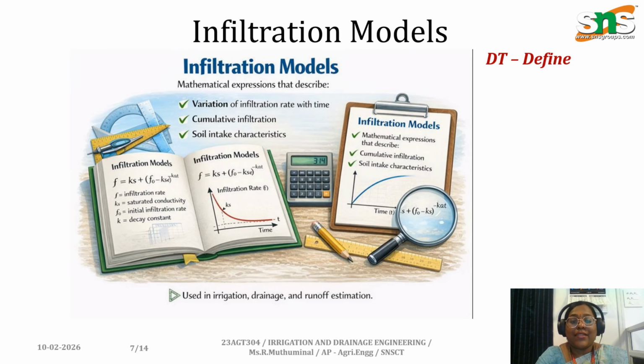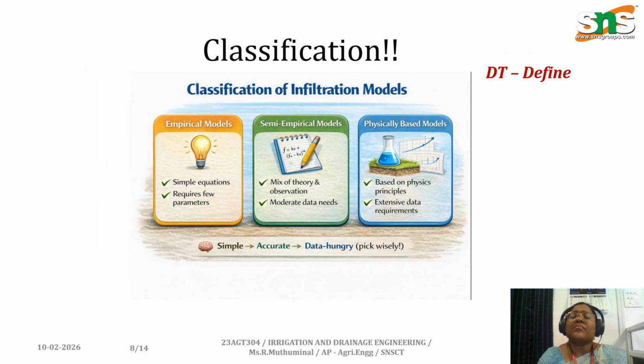So the value could be described with the help of variation of infiltration rate with time and the cumulative infiltration and soil intake characteristics. These infiltration models are used in irrigation, drainage and runoff estimation. Classification of infiltration models are grouped under three categories. The first one is empirical model, second one is semi-empirical model, third one is physically based model.